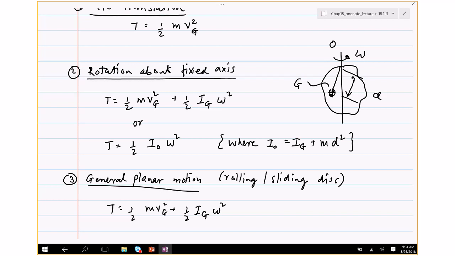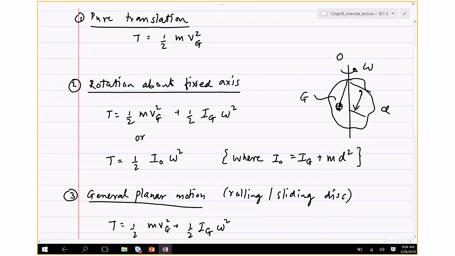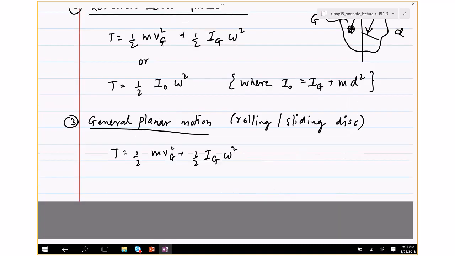So for example, pure translation is when there is no rotation, so omega is 0. So you get pure translation. In the case of a fixed axis, it turns out that v equals r omega, or d omega. So if you shove that into the equation, you should actually get that formula. But as I said, this is the more generic case. If you use that, you should never make an error in the energy that you compute.